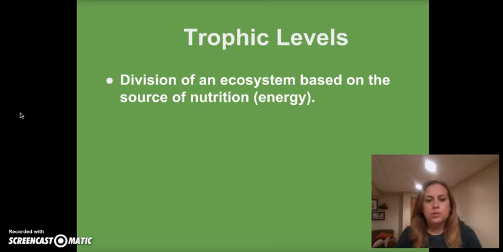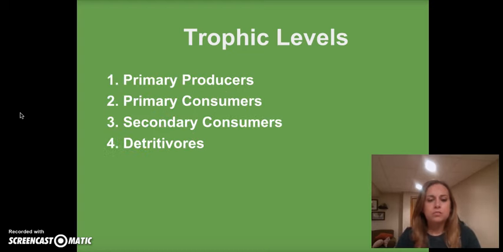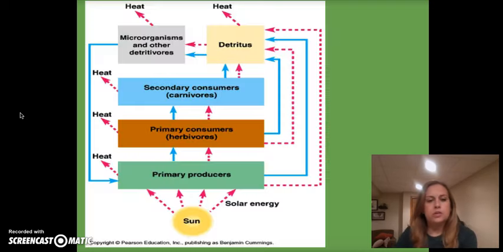So I talked about trophic levels on the last slide, and that's going to be a division of an ecosystem based on the source of nutrition or the source of energy. So we have four trophic levels that we're going to look at. So primary producers, primary consumers, secondary consumers, and then the detritivores.